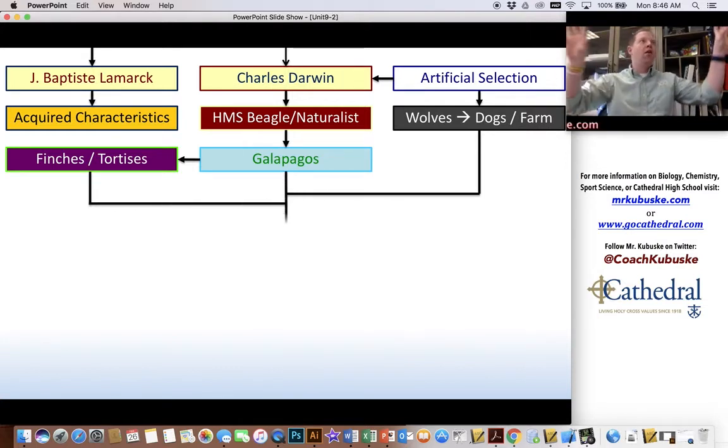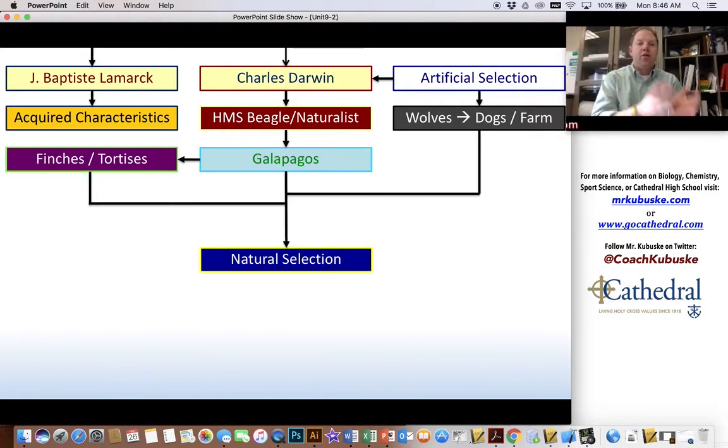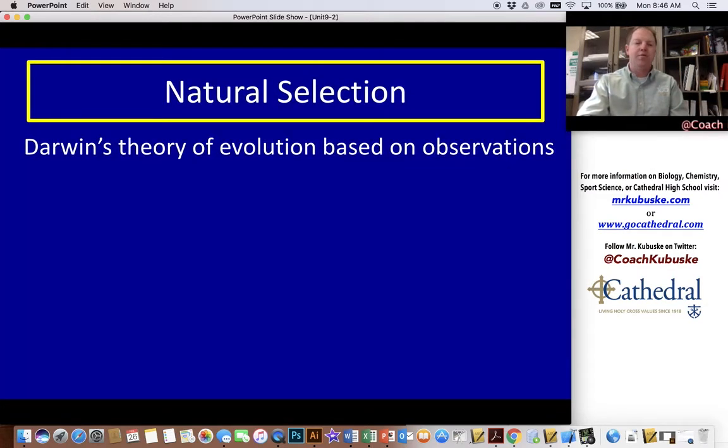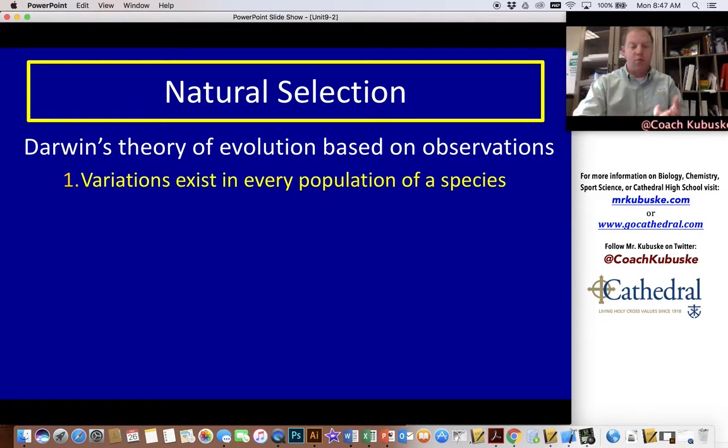So he's going to take all the different ideas that he has learned through his time and the things that he's seen in his travels, and he's going to unify them into one theory, which he calls natural selection. And his idea of natural selection is based on four criteria. Number one, he recognizes that variations exist in every population, regardless of species. We can see that in humans, we can see it in dogs, we can see it in any species. So whether you realize that there are little differences or not, they're still there.